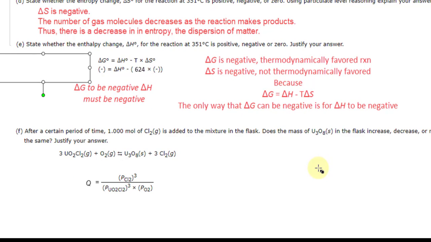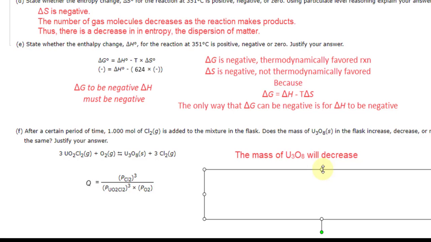Last part. This is where you hope you've spent a little bit less than 24 minutes in answering this. After a certain period of time, 1 mole of chlorine is added to the mixture in the flask. Does the mass of the U3O8 solid, here's our solid, increase, decrease, or remain the same? We know that the reaction quotient is the result of these three things. First of all, here's the answer that I gave. The mass of U3O8 will decrease. I answered the question. But, of course, why? Let me give the explanation why.